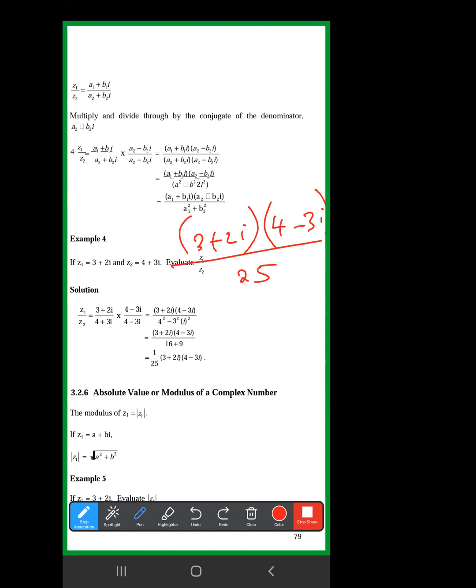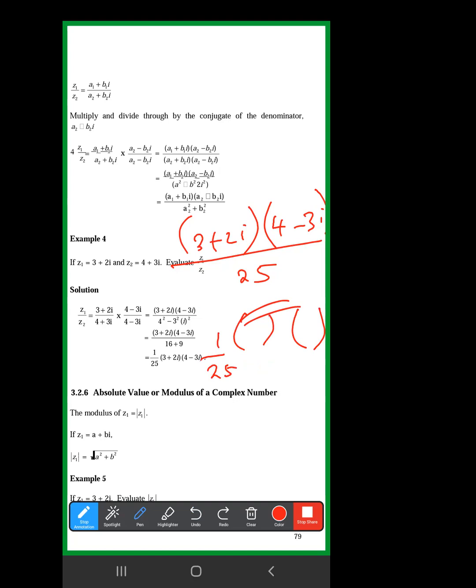Do you know that if you leave the answer like this, you are very correct. And if you also want to leave it in their way, you cannot just bring 25 outside like this and say open brackets 3 plus 2i. No. It is wrong because 25 is the denominator. So if you want to bring the 25 outside at all costs, the thing you are going to do there is that you are going to say 1 over 25. Then you write whatever you want to write inside the bracket. Do you understand?